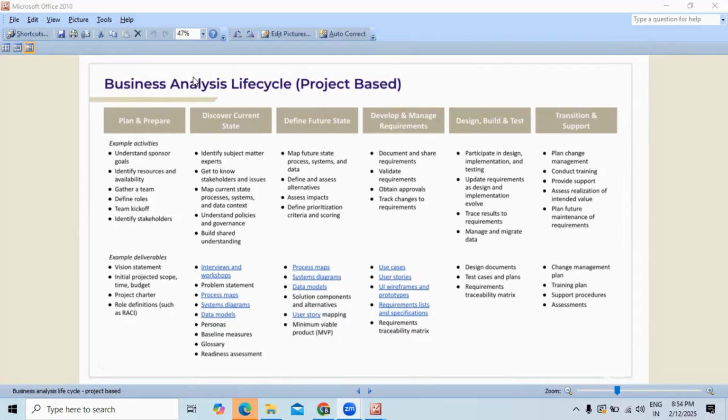Identification of the stakeholders will be done based on the power and interest grid. Power and interest.